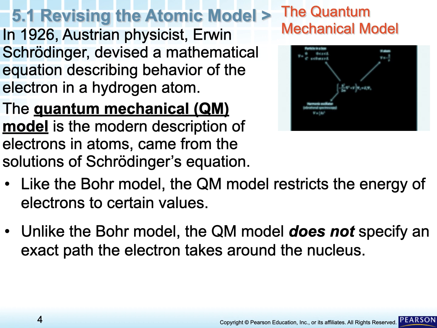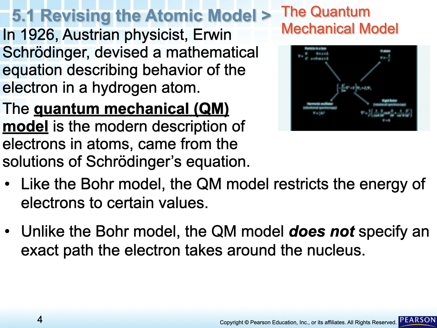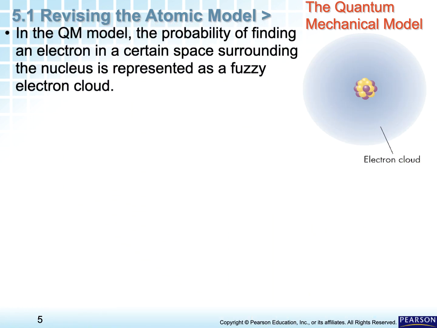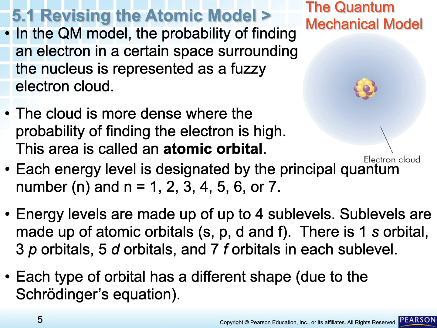Like the Bohr model, the quantum mechanical model restricts energy of electrons to certain values, so it kept the energy levels. But unlike the Bohr model, the quantum mechanical model does not specify an exact path that the electrons take around the nucleus. His model came up with a probability of finding an electron in a certain area, which he called a fuzzy electron cloud. Using his calculus and his equation, you could then find the area where you can find an electron, not necessarily where you're going to find it, but where it could be, where it probably is, and he changed the word atomic orbit to orbital.